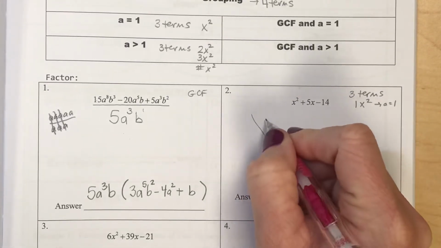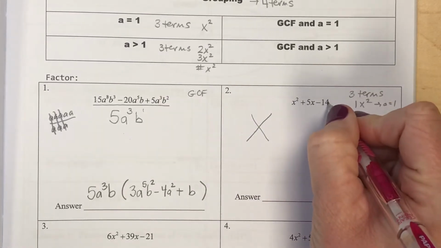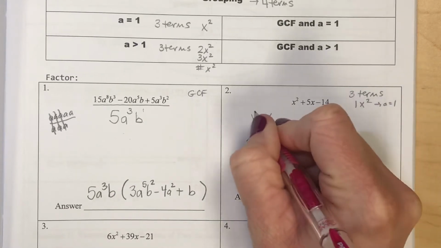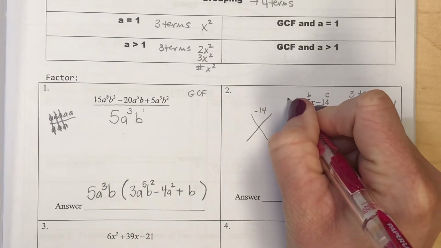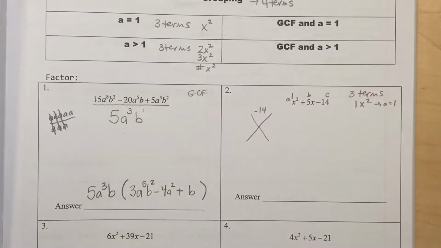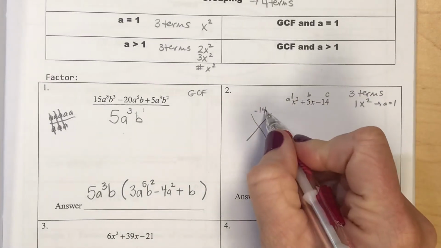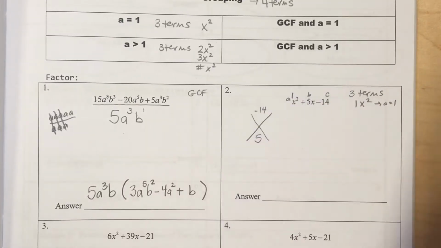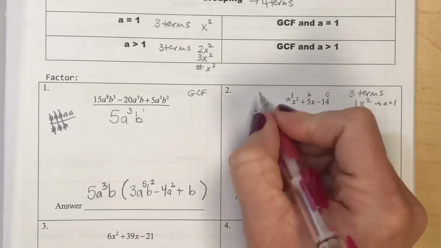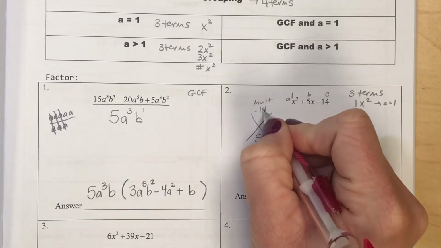What you want to do is write a big X, and you're going to look at that number at the end, negative 14. We call this your C term. The 5 would be your B term, and the A here would be 1x squared. So what I want to do is write down that C term at the end, and then the middle term, 5, here at the bottom, and I'm going to look for 2 numbers that multiply to make negative 14.